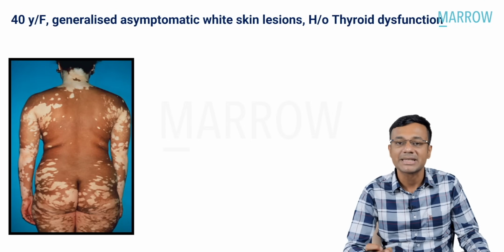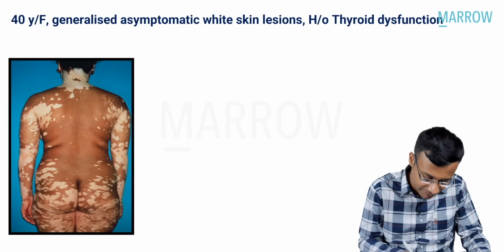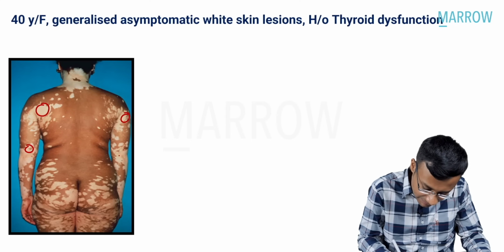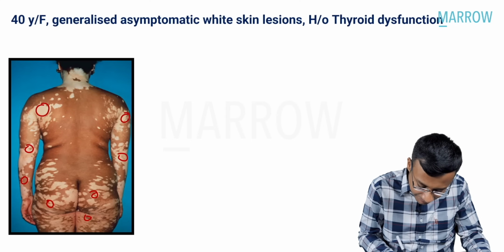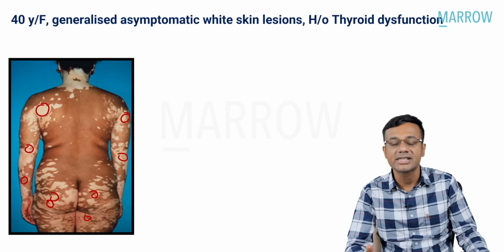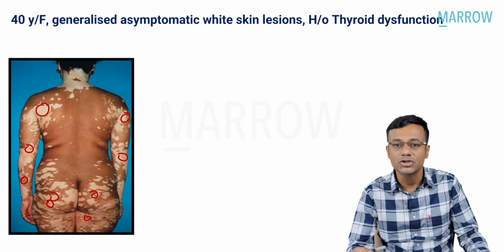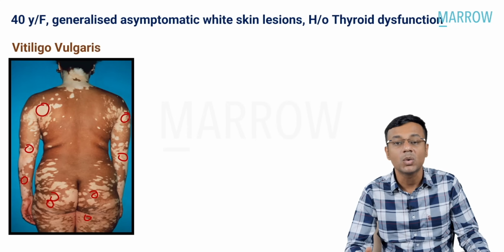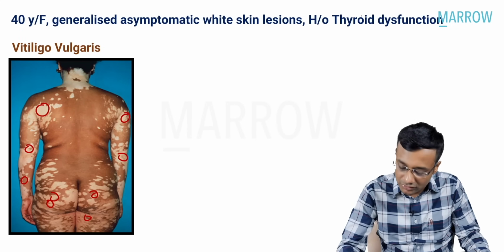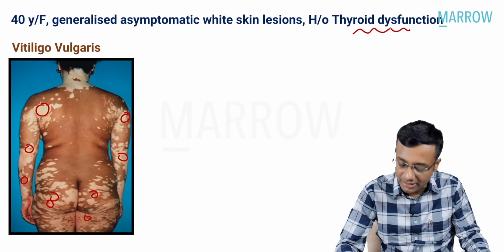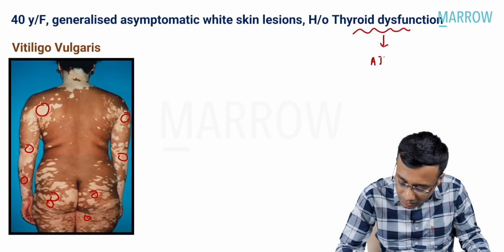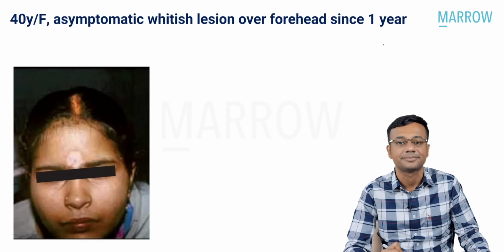A 40-year-old female presents with generalized asymptomatic white skin lesions. So we can see these bilaterally symmetrical depigmented lesions. These are called depigmented lesions because melanocytes are absent. The most common type of vitiligo is vitiligo vulgaris. There's also history of thyroid dysfunction which is mentioned. This is again pointing towards autoimmune etiology.